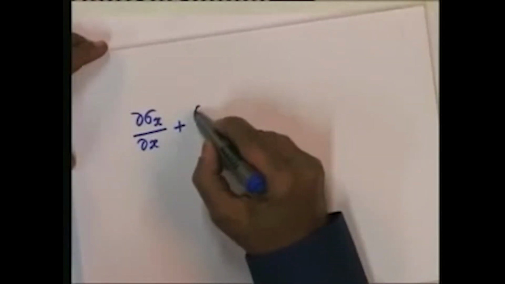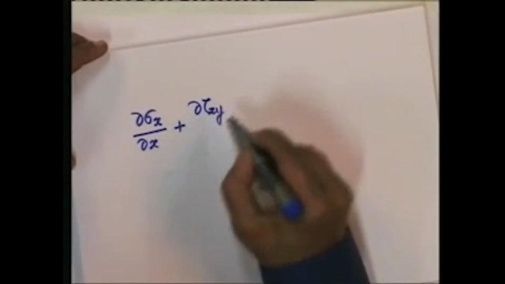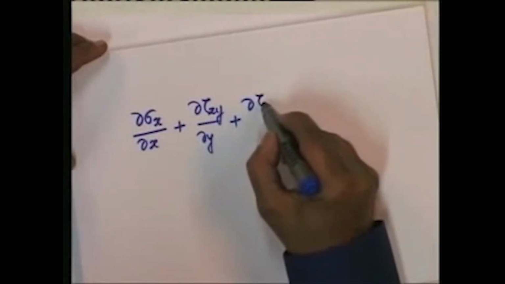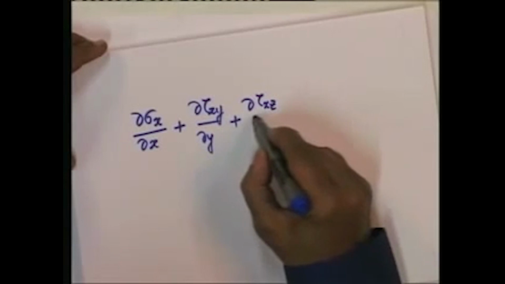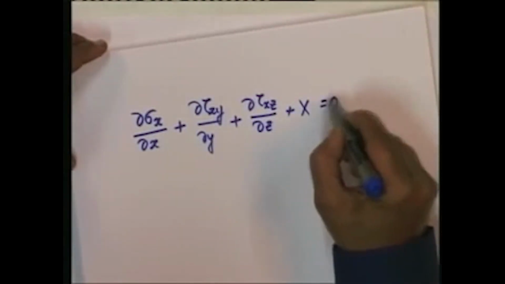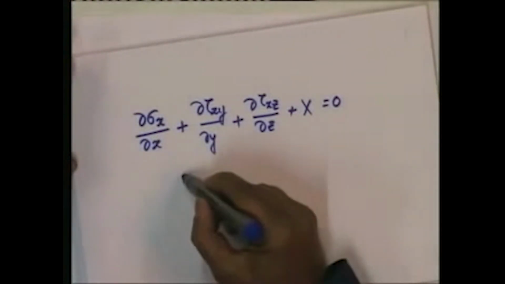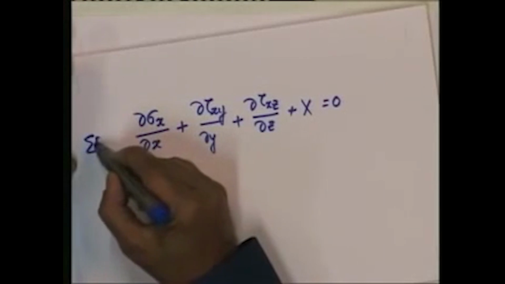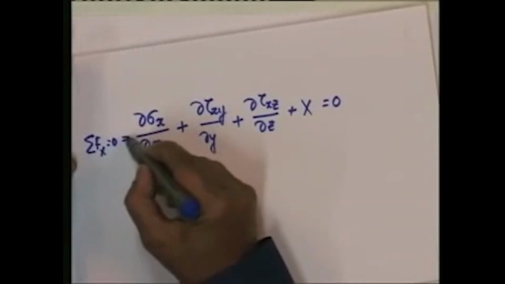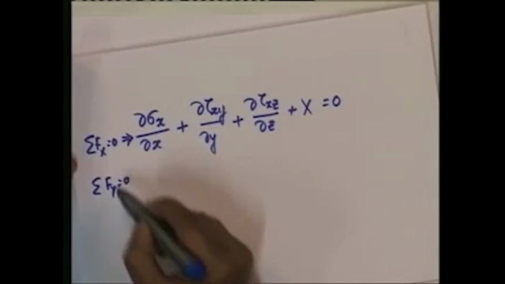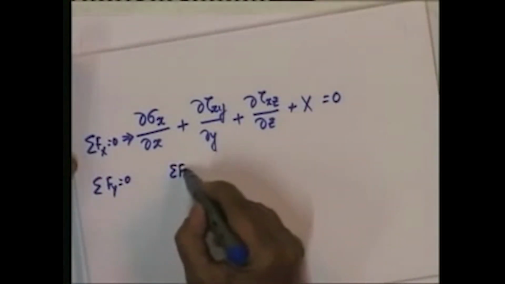plus delta tau x y upon delta y plus delta tau x z divided by delta z plus X equal to 0. There will be two more equations. This equation is for sigma F x equal to 0. There will be two more equations, one for sigma F y equal to 0, another for sigma F z equal to 0.